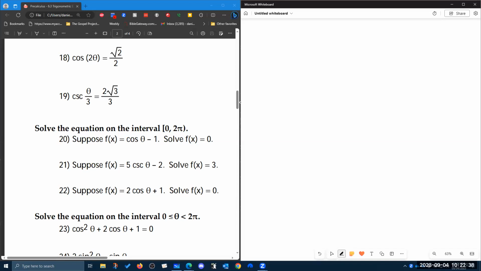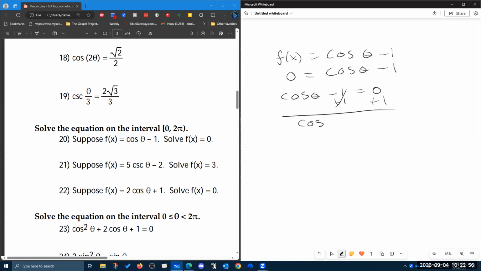But what we get is that when we replace f of x with 0, it's just that our equation looks backwards of what we're used to. So we can rewrite it like that. And we can still solve for theta. And we're solving between 0 and 2 pi again. So whereas cosine equal to 1, it's at theta is equal to 0. And that's it.